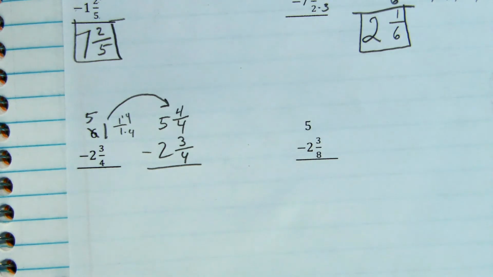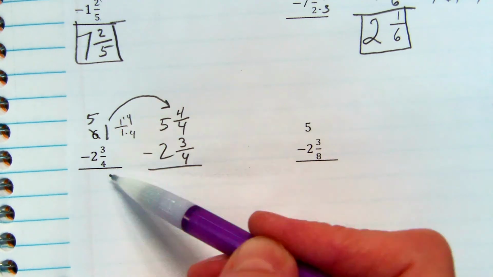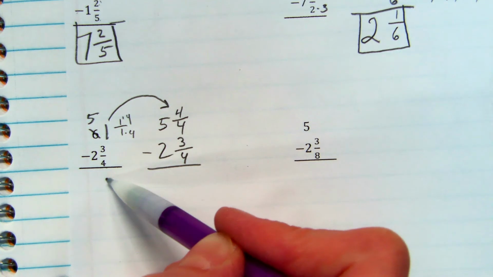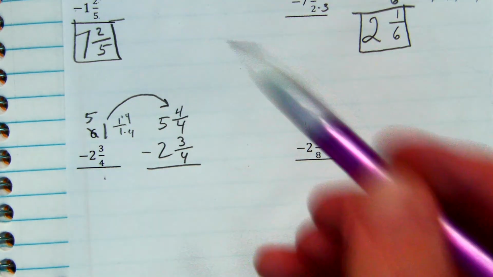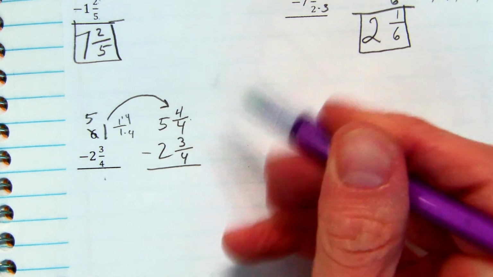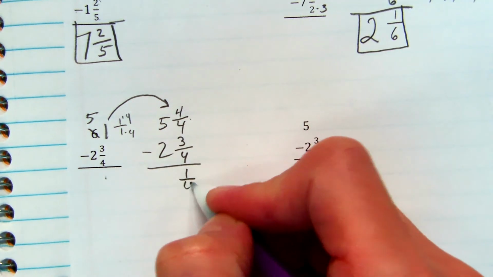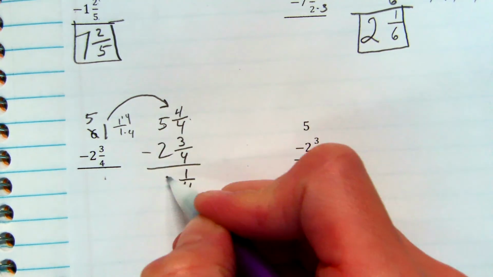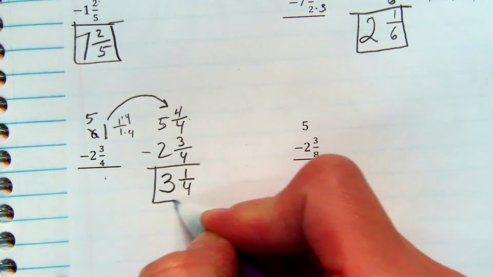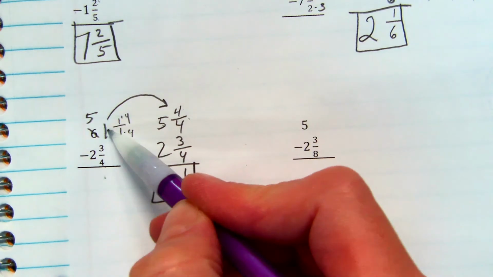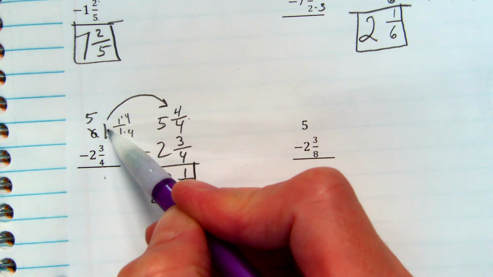The biggest mistake people make is when there's nothing up here, they just write down 3/4. That works for adding, does not work for subtracting. We have to borrow. There has to be something to subtract from. So 4/4 minus 3/4 is just 1/4. 5 minus 2 is just 3. So when you're subtracting, you have to have something to subtract from on the top.